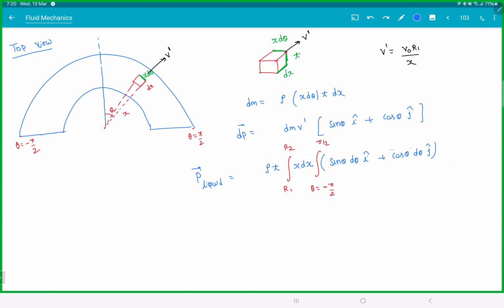Wait, there is one more I forgot. I didn't write B dash. In B dash there is one more V naught R1 by x. So V naught R1 by X, so this X will cancel off actually. Substitute this V dash here.